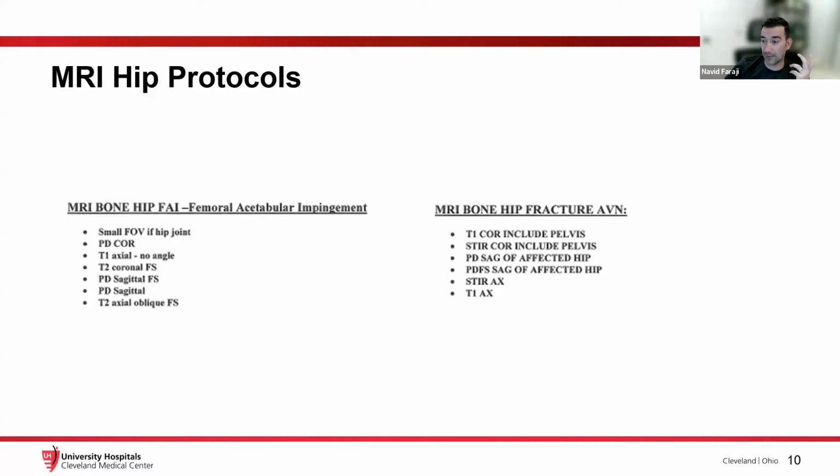In adult patients that are 50 or older, and we're not talking about labral stuff, we're going to do this MR bone fracture AVN. And we're going to see some images, so you can see the differences between them. But here we're going to catch the contralateral hip. We're going to catch the osseous structures of the pelvis, things going on inside the pelvis.